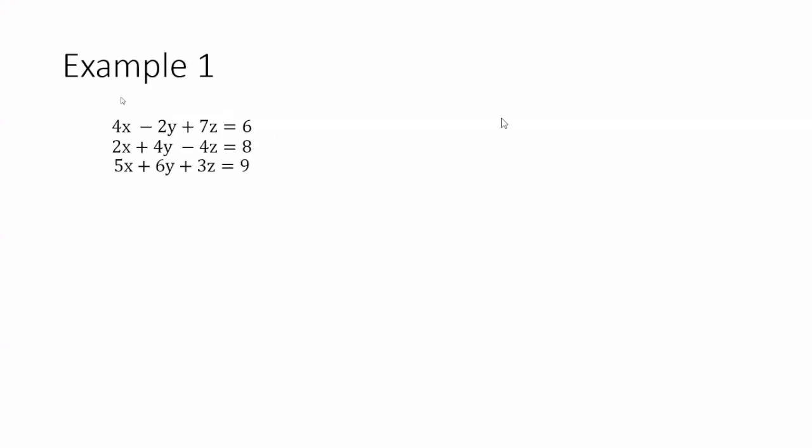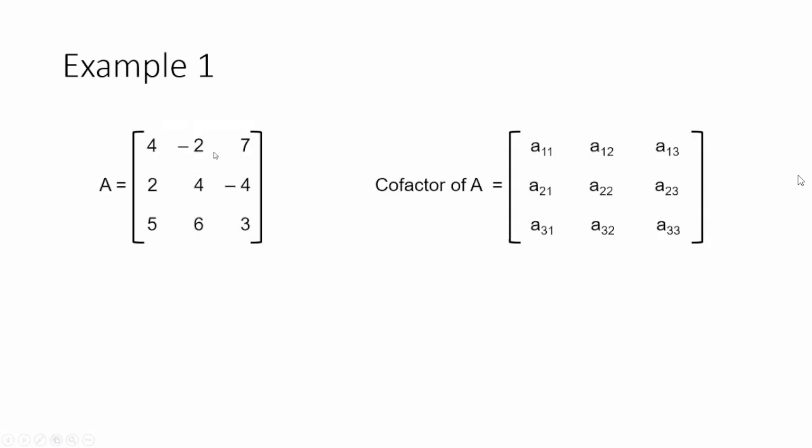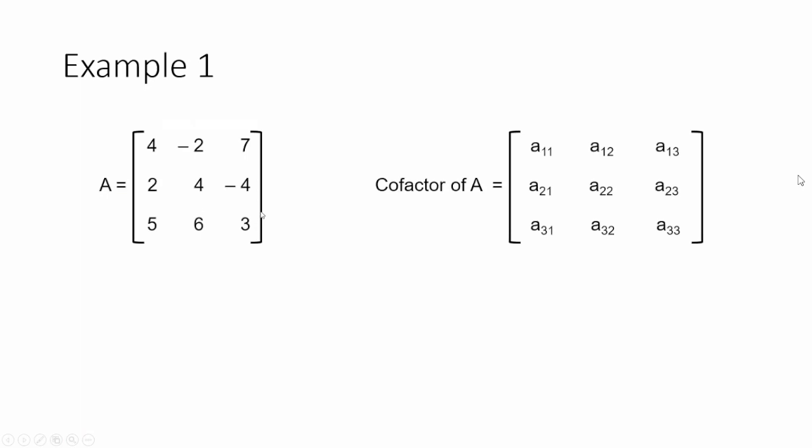So, this is a linear equation in 3 variables, 3 equations with 3 unknowns. Itong X, Y, Z, let's call it as matrix A. So, 4, negative 2, 7. 2, 4, negative 4. 5, 6, 3. Okay? So, we need to get the cofactor of A. So, pag kinuha mo yung cofactor of A, ito yung formula.